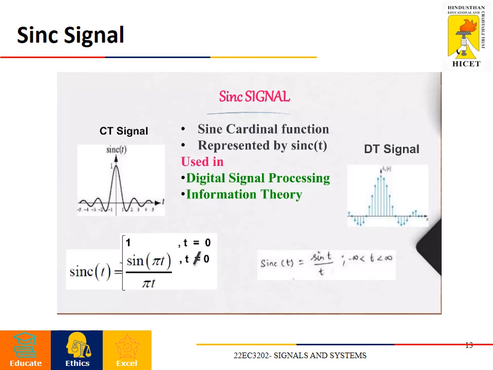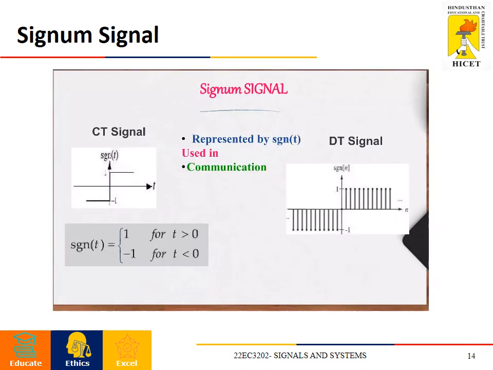The next signal is the sinc signal. The representation of the sinc signal is sinc of t. It can be represented in both continuous time signal and discrete time signal. See the diagram. The sinc signal is nothing but the sine cardinal function, and it can be used in digital signal processing and information theory.